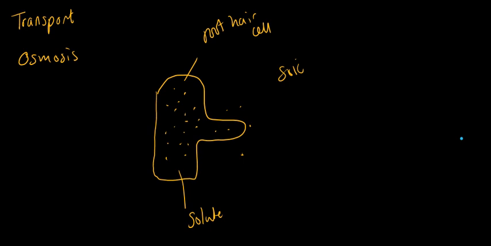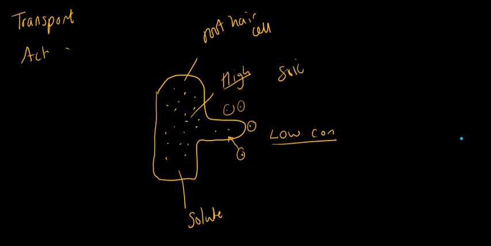So say for example, if these solutes here, these ions needed to enter the cell, they're going to have to go from a low concentration to a high concentration. So they're going to have to go against their concentration gradient, unlike diffusion, which is down the concentration gradient from high to low. So in order for this to happen, we carry out a process of active transport, and active transport is going to require the use of carrier proteins embedded in the plasma membrane.